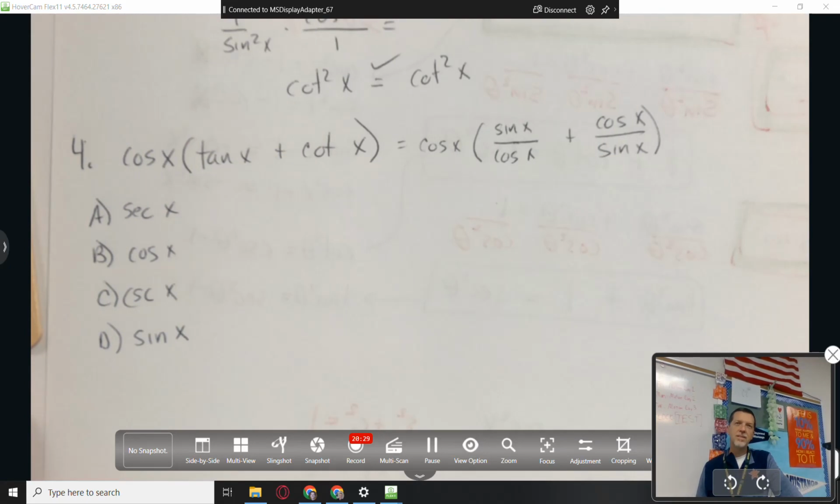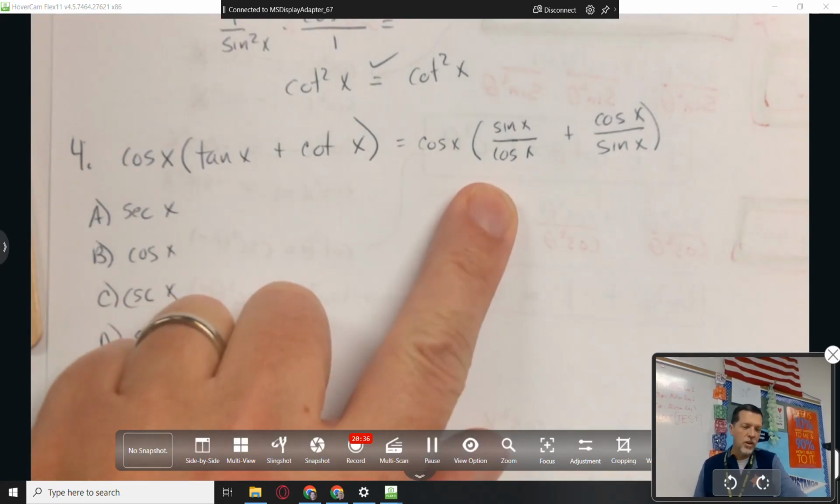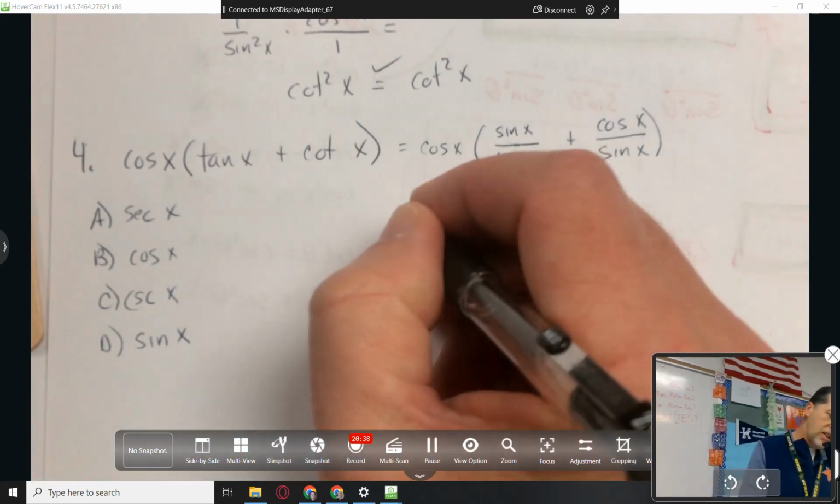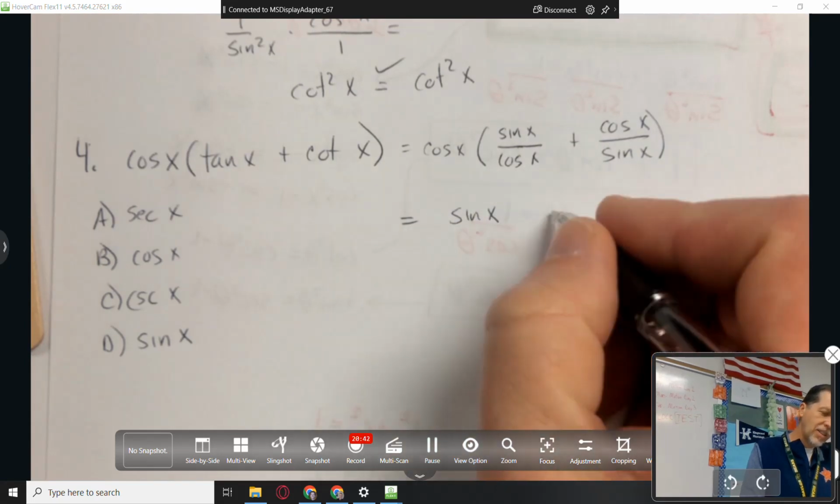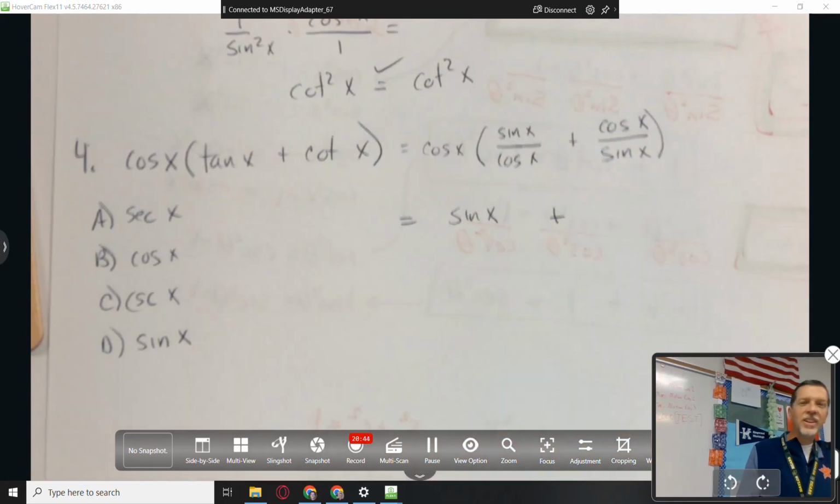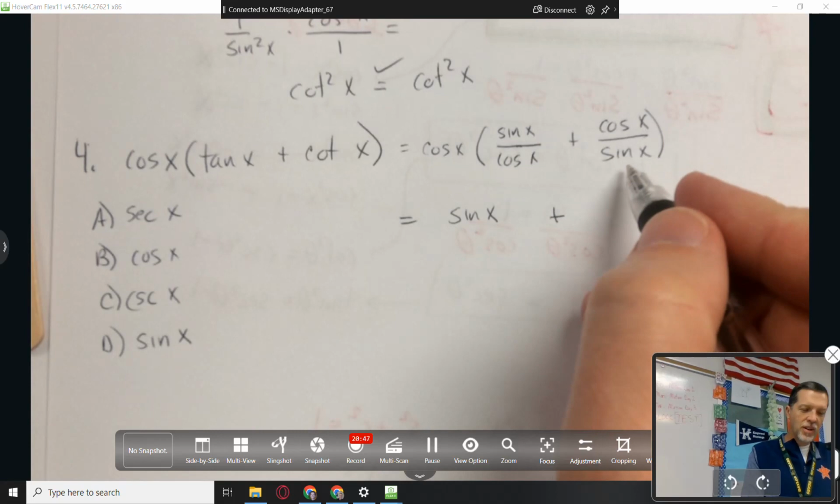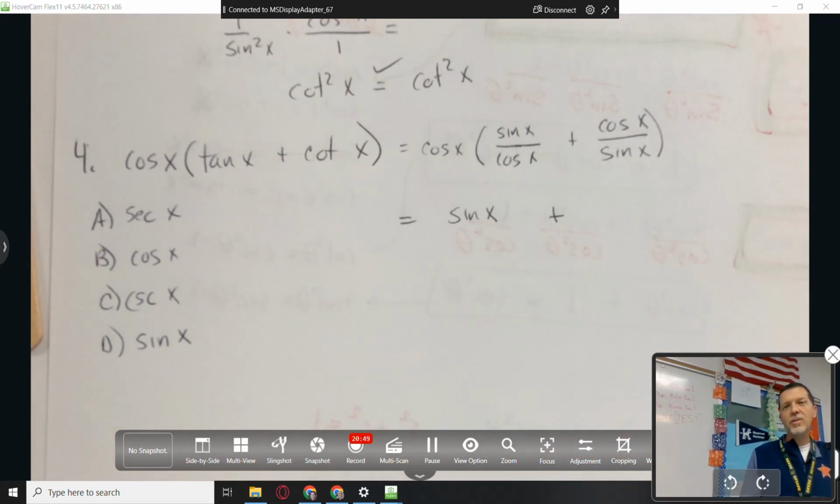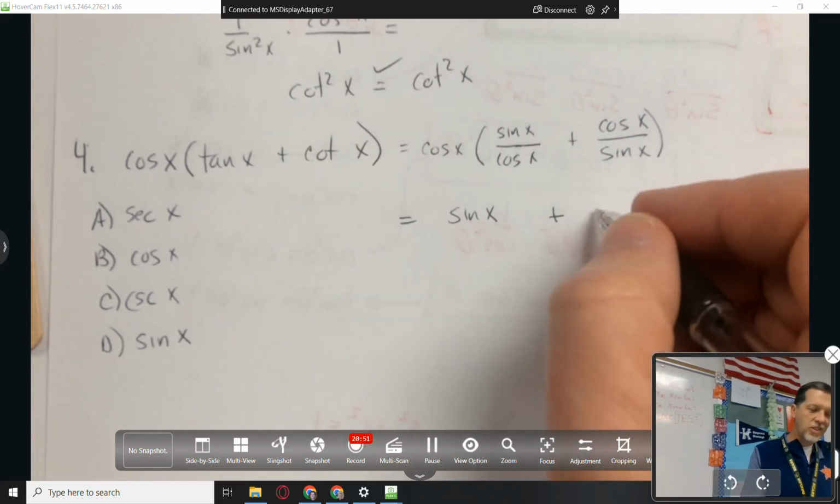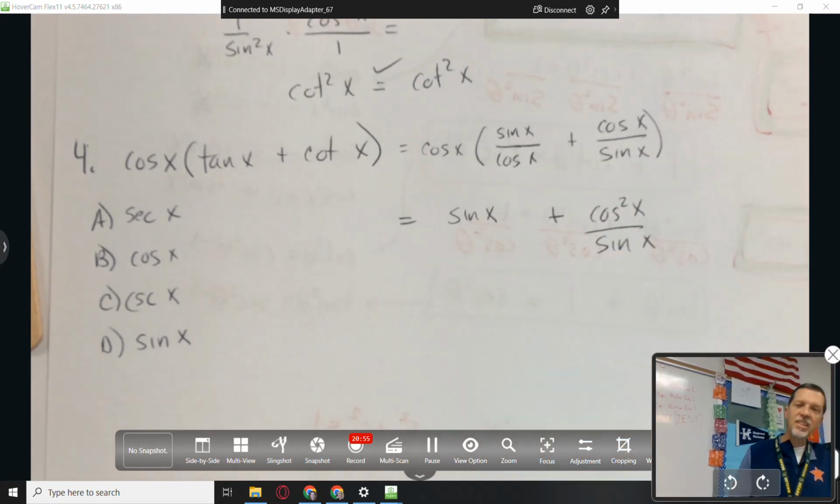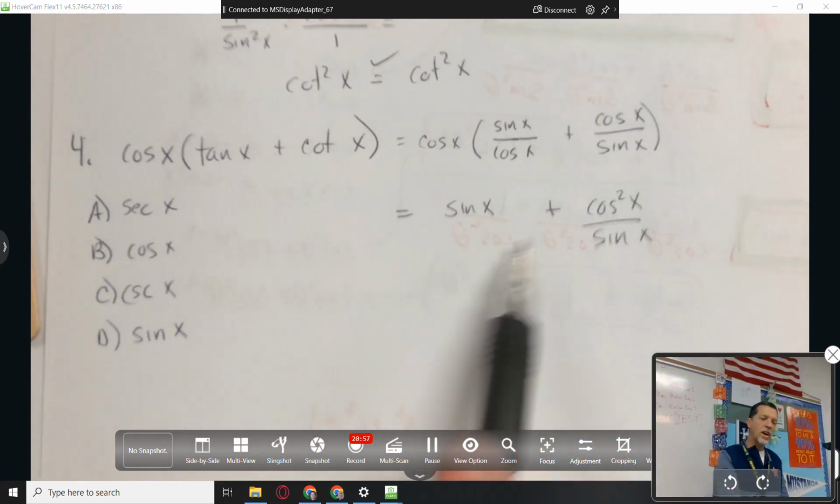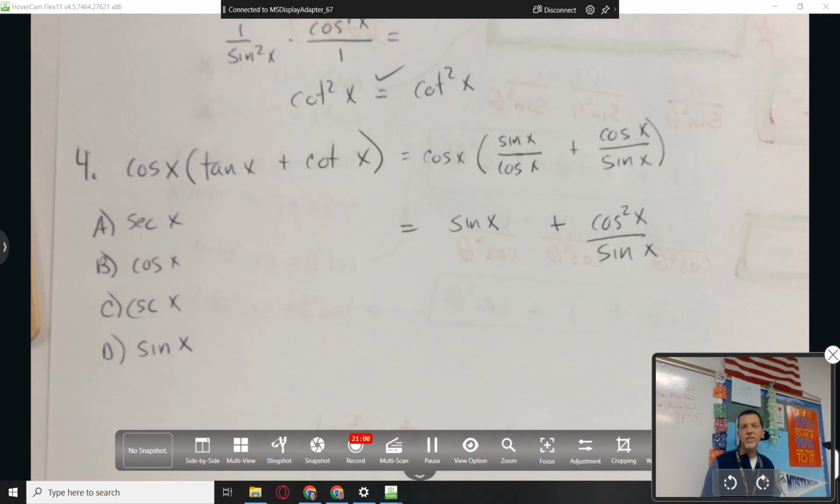Okay. Well, the first one, if we distribute the cosine, the first one will cancel out and you'll be left with just sine of x. So that's nice. But the second term, what's that going to be? Cosine squared over sine. Yes. So that was great news on the first term, not so great news on the second term.